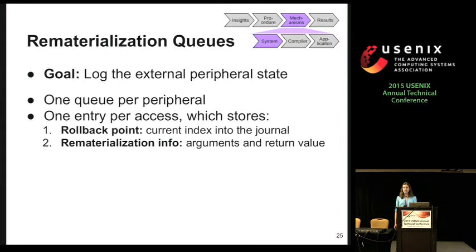Correspondingly, we have the rematerialization queues, which store all of the external peripheral states. We have 1 queue per peripheral, and 1 entry is generated per peripheral access. And these serve 2 different purposes. First, if this peripheral access fails, then we want to be able to roll back to a consistent state across all of the internal and external state. And so within this rematerialization queue entry, we store an index into the journal and pointers into all of the other rematerialization queues. Secondly, if a different peripheral access fails, it may be necessary to rematerialize this one. And so we store the arguments and return value of this peripheral access call in the case that that's needed.